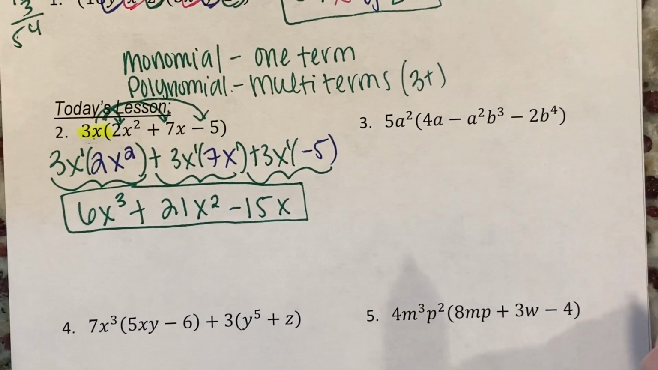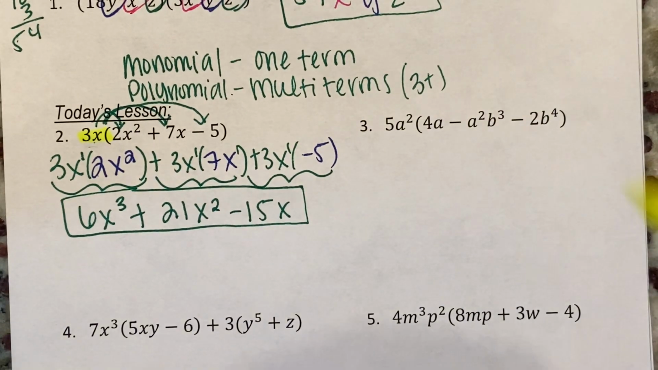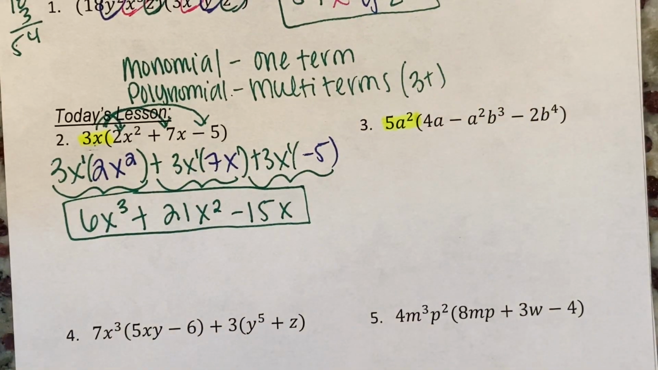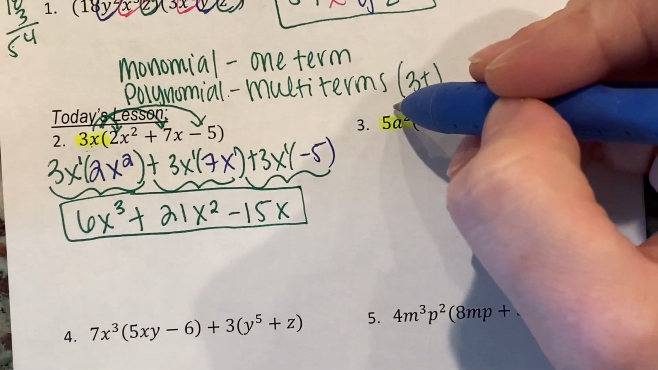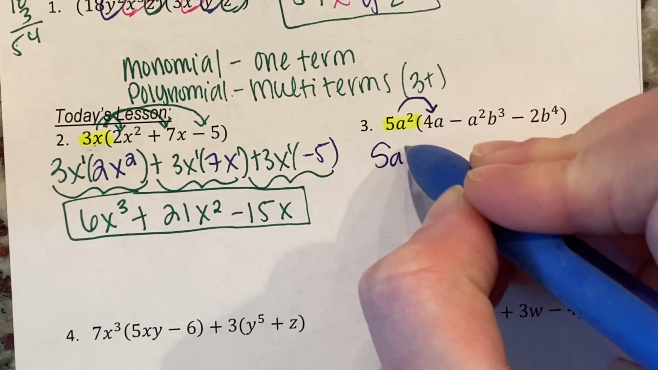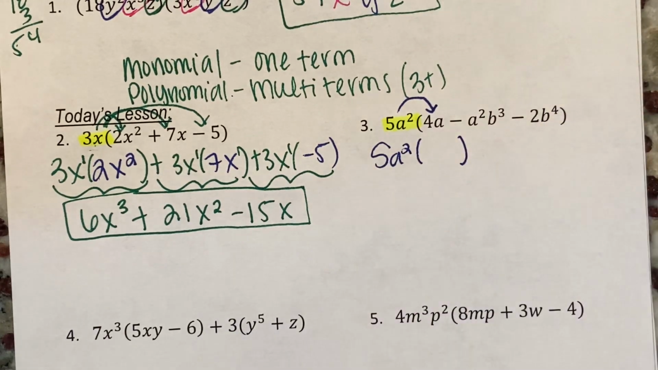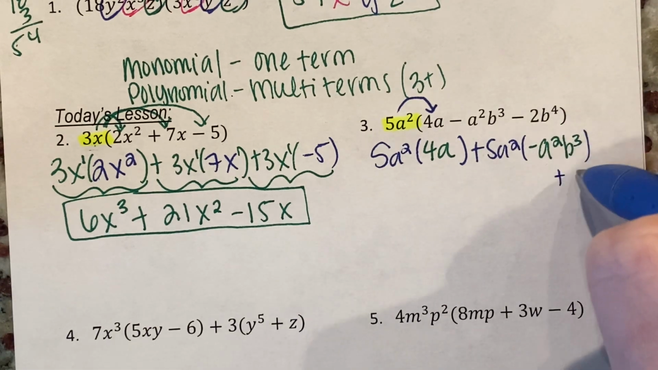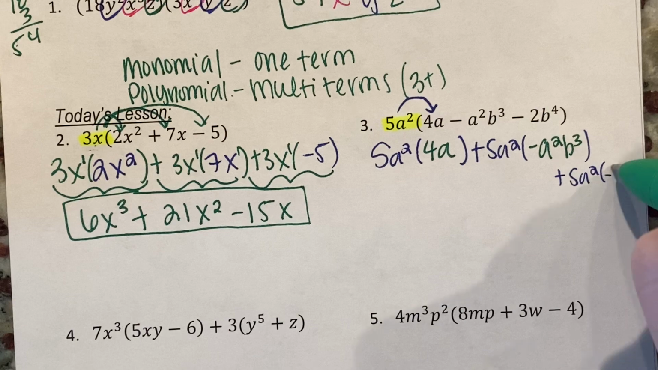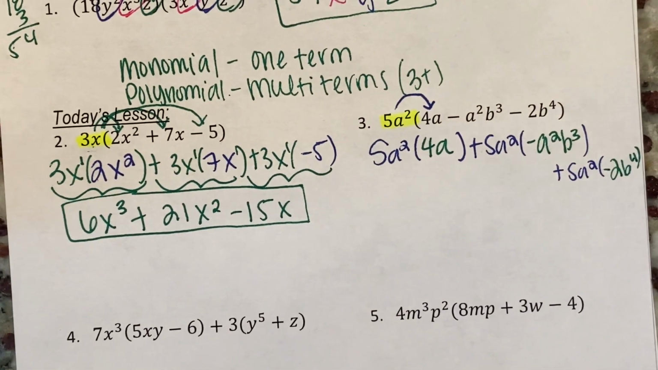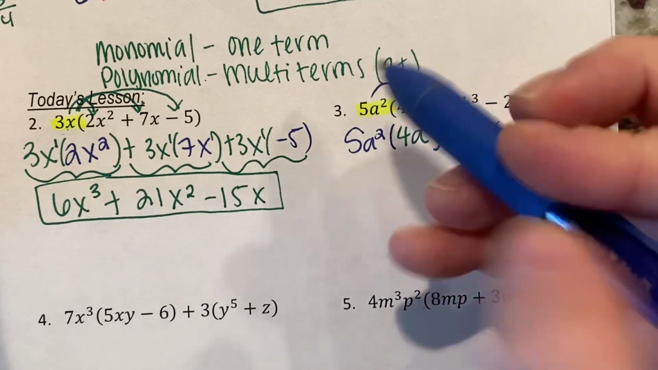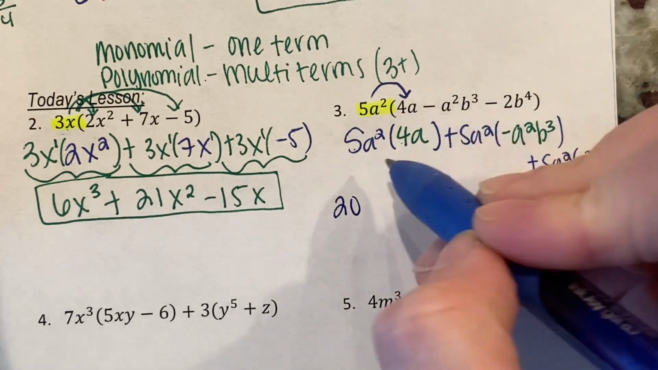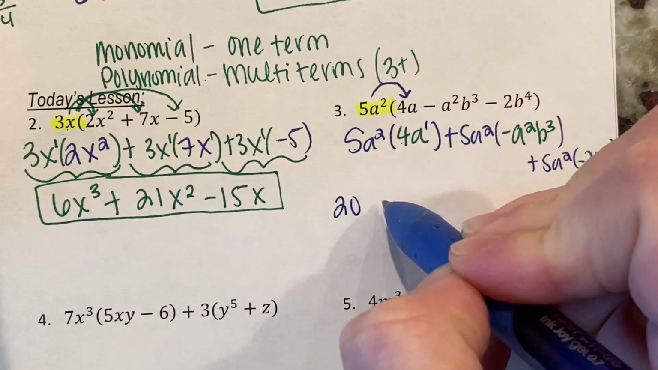Okay, on number 3, we are distributing the 5a squared. So we're going to multiply 5a squared times everything inside. So that gives me 5a squared times 4a plus 5a squared times negative a squared b cubed, and then plus 5a squared times negative 2b to the 4th. And then from there, you're going to multiply. 5 times 4 is 20. And then how many a's do we have? I have 2 here and I have 1 here, so I have 3.